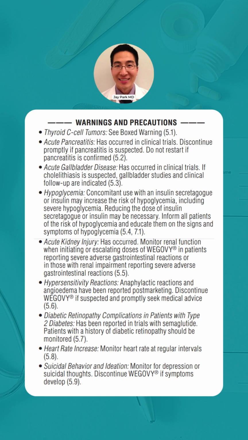Heart rate increase. Both adults and pediatric patients experience mean increases in resting heart rates of 1 to 4 beats per minute in semaglutide patients compared to placebo in clinical trials. Heart rate should be monitored at every checkup. Patients should be instructed to report palpitations or feeling a racing heartbeat while at rest. Semaglutide should be stopped if a patient experiences sustained increased heart rate.